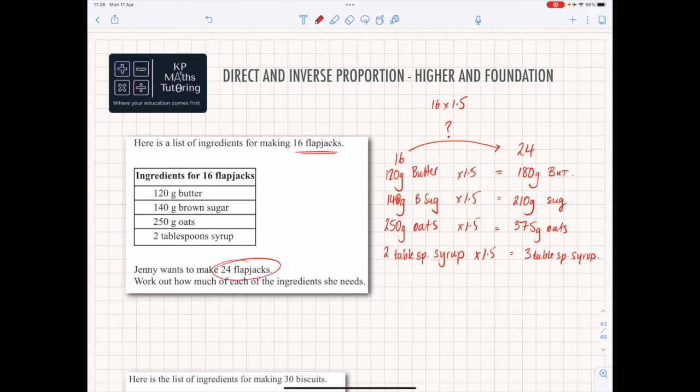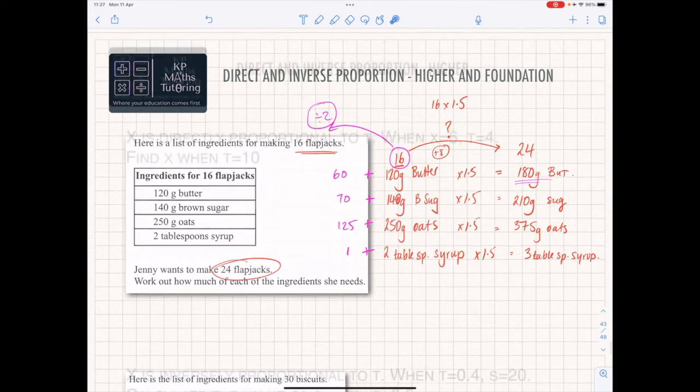So the other way you can look at this is if you weren't confident multiplying by 1.5, you could think, well, how do I go from 16 to 24? I add 8. You could also make this 8 by dividing by 2. So you could divide all these ingredients by 2, which means I'd end up with 60, 70, 125, and 1. And then you could just add the values together. So 120 plus 60 gives you 180, 140 plus 70 gives you 210, 250 plus 125 gives you 375, and 2 plus 1 gives you 3. So there's various ways of doing this. It depends how confident you are with multiplying with a scale factor here. You could also just divide by 2 there.